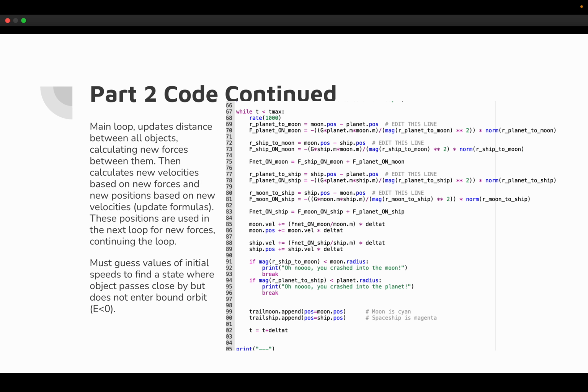In this loop, I continuously update a distance among all objects, compute the gravitational forces between them, and then update velocity and position with the same kinematic formulas. Those updated positions feed the next force calculations, and the loop continues. I tune the ship's initial speed until the path passes close by but does not become bound, guided by the concept that a non-negative energy means no bound orbit.